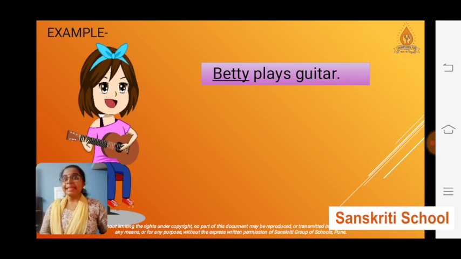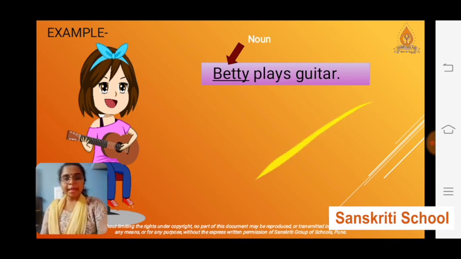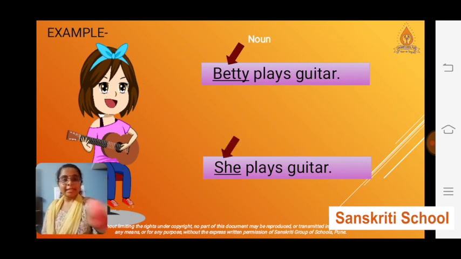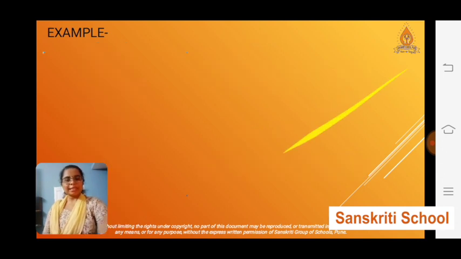Betty plays guitar. Wow, she plays guitar. So Betty here is the noun. You know that very well. So how will I replace it with a pronoun? In the place of the noun, I can use she plays guitar. So here she is the pronoun. Understood, children? She becomes the pronoun. Let's look into one more example.